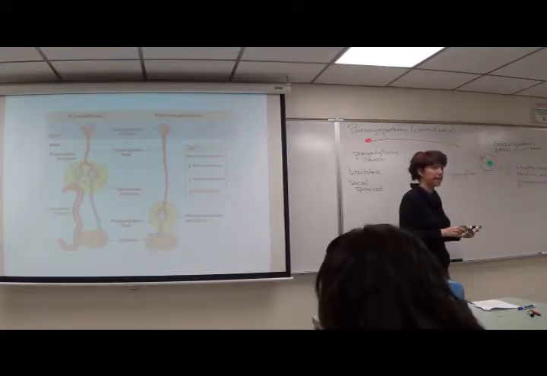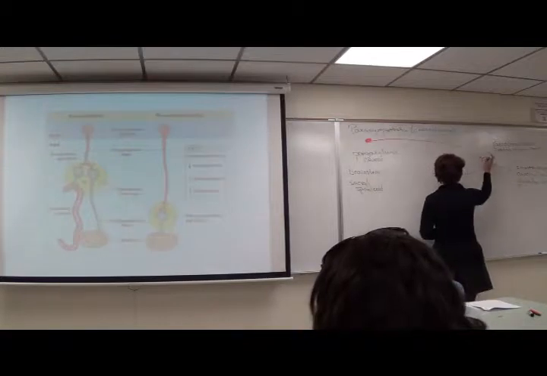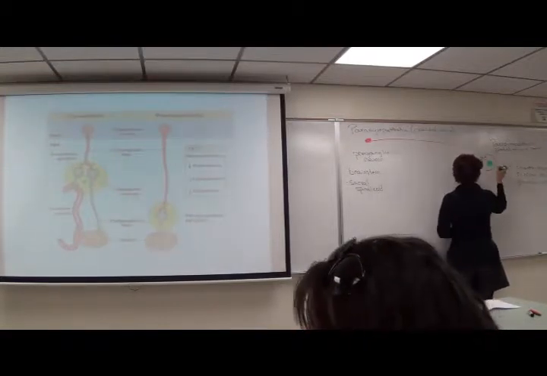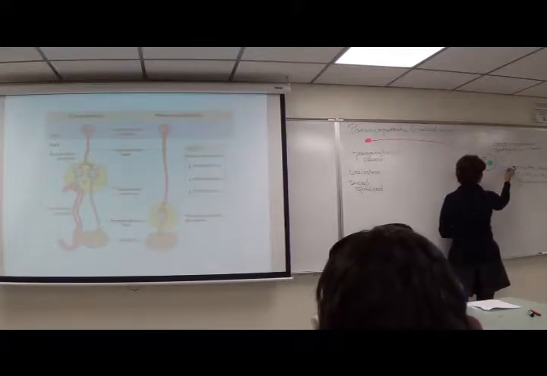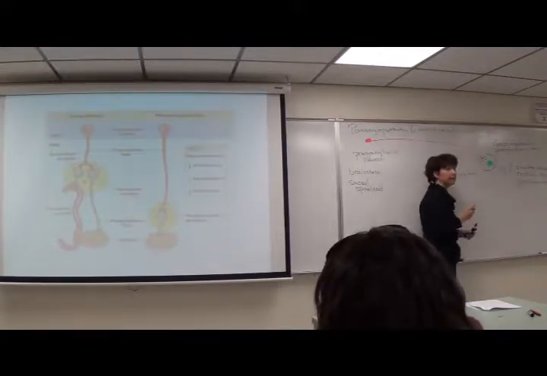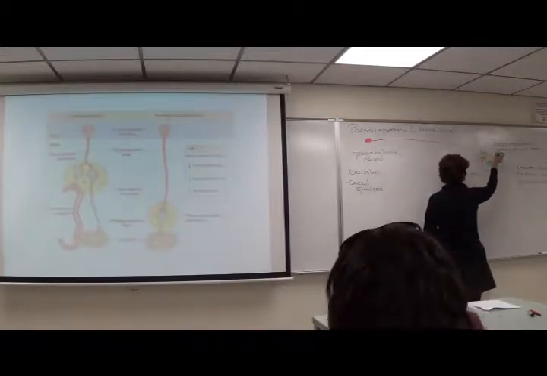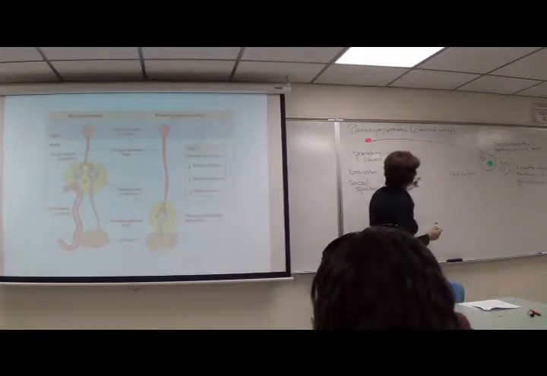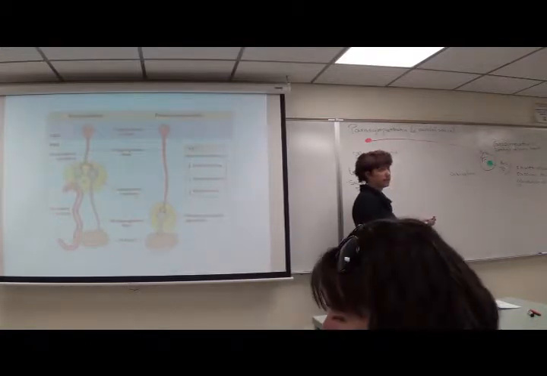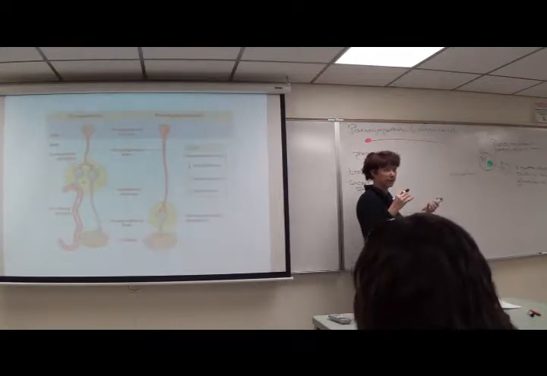And what's the neurotransmitter that's released? Acetylcholine. And acetylcholine is also released by our postganglionic neuron. And so because of that, the parasympathetic system is also known as the cholinergic system.